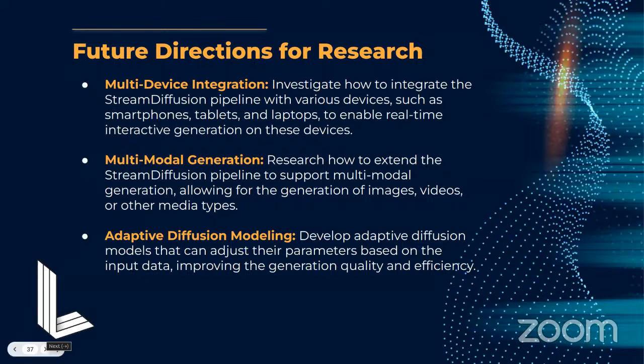Another future direction for this research is multimodal generation, whereby now we need to research how to extend the StreamDiffusion pipeline to support multimodal generation, allowing for the generation of images, videos, or other media types. Then adaptive diffusion modeling, where now we need to develop adaptive diffusion models that can adjust their parameters based on the input data, improving the generational quality and efficiency.